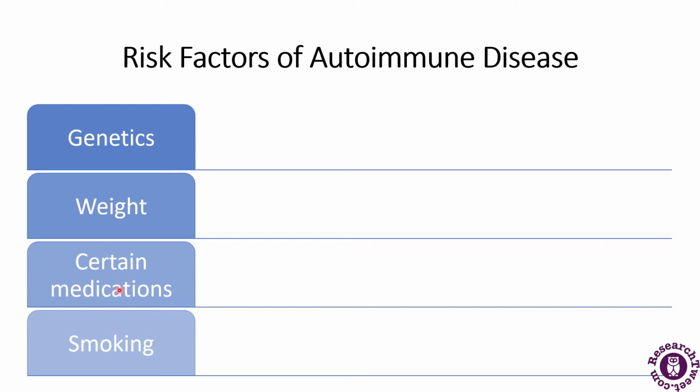Okay. The next is smoking. Research has linked smoking to a number of autoimmune diseases, which include arthritis, hyperthyroidism, and multiple sclerosis. So these are some of the major risk factors of autoimmune diseases.